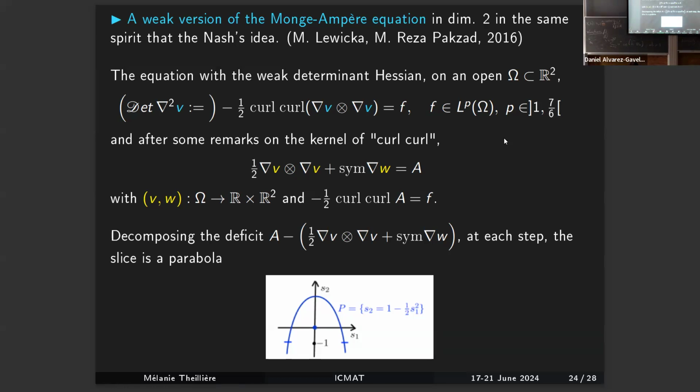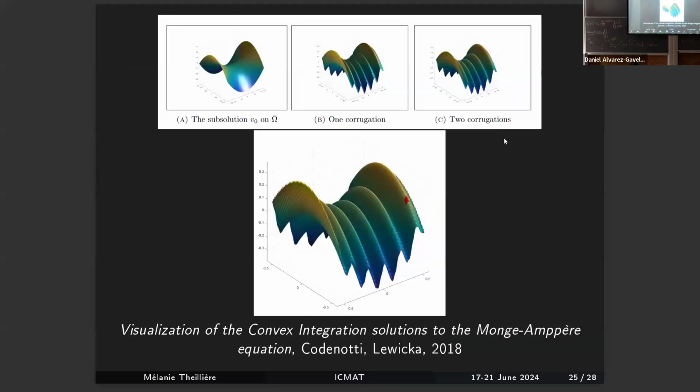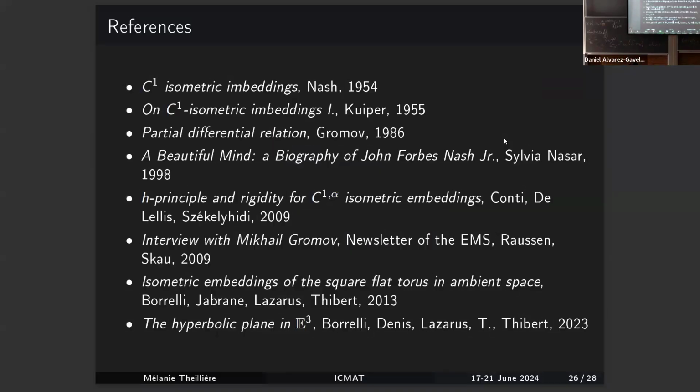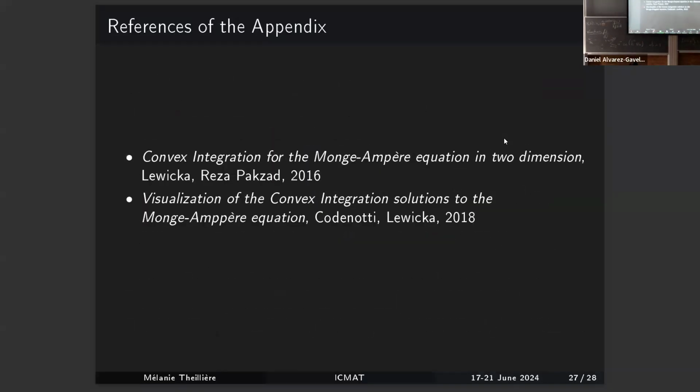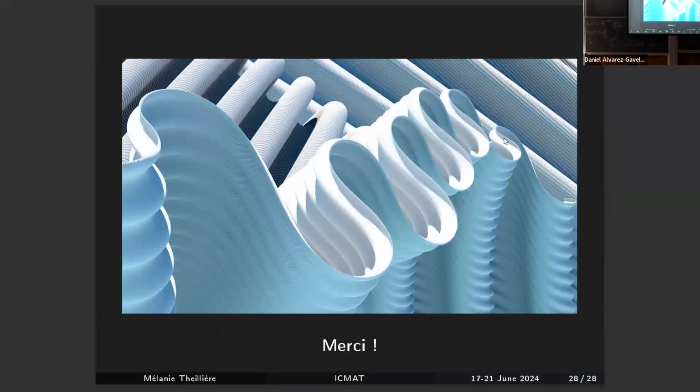For this result, they also did some explicit visualization. We see that there is an initial surface, though I don't know if it's a surface for them, and they add corrugation step by step. This looks a bit like what you saw, an iteration of corrugation. I put the references at the end if you are more interested. Thank you.